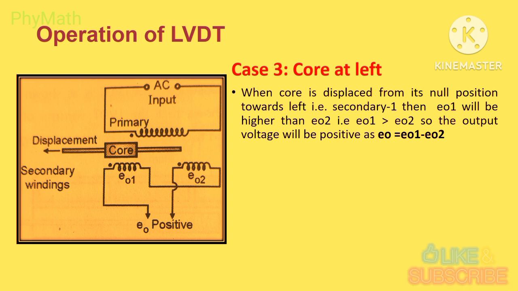Now why is the output voltage positive? For this case, when the core is at the left position, or at secondary winding 1, the total EMF induced in secondary winding 1 is greater than the total EMF induced in secondary winding 2, meaning EO1 is greater than EO2. As per our output voltage equation, EO equals EO1 minus EO2, and for this case EO1 is greater than EO2. That's why the final output voltage for this position will be positive.